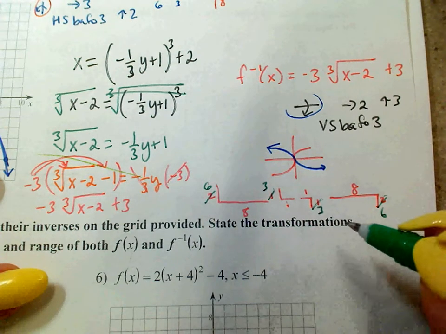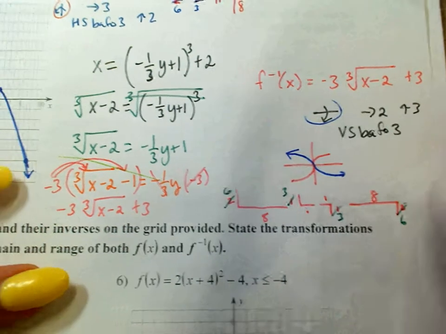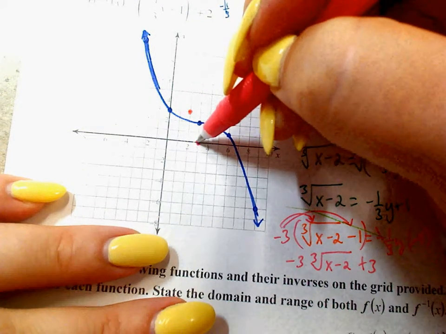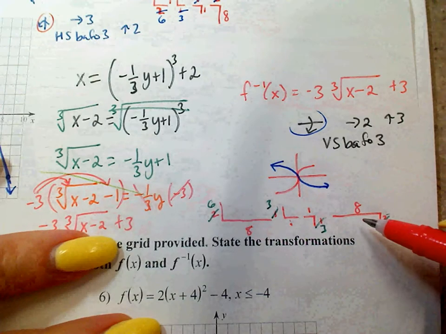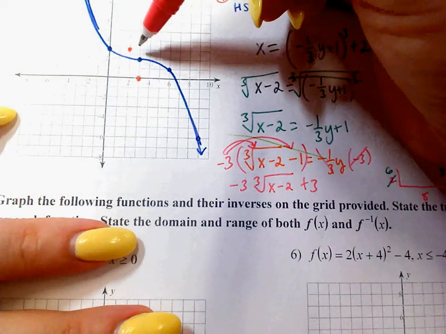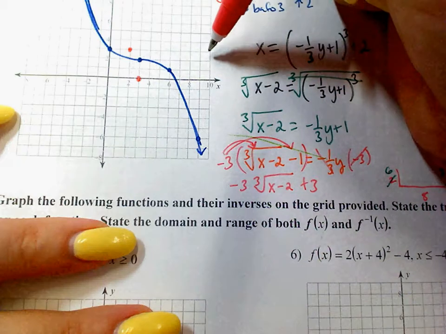So from my starting point, I'm going to go to the right 1 and down 3. To the right 1 and down 1, 2, 3. Okay. Now I'm going to go to the right 8 and down 6. So I'm going to go to the right 8 from my center point. I'm at 2, so that's 10. And then down 6, I'm at 3, so negative 3.